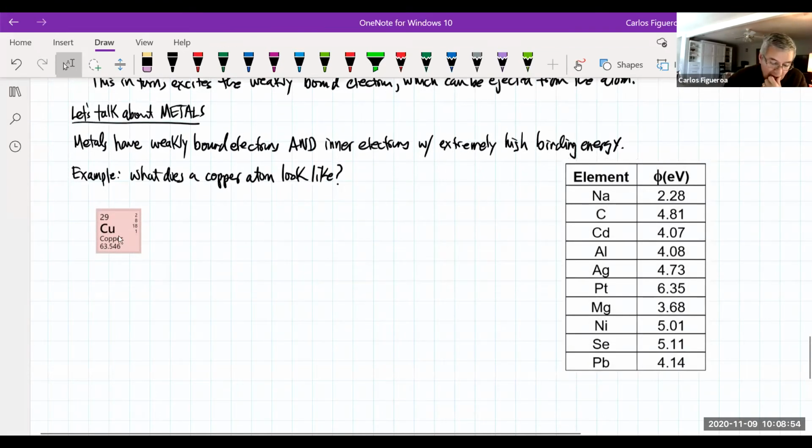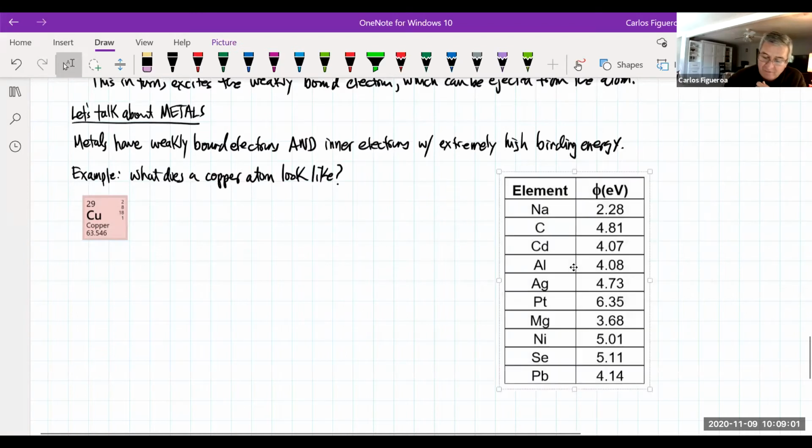So let's look at this copper atom right here. What this is, I just pirated from some online website that has a periodic table here. And what you're looking at here is that, note that there are a couple of numbers that we should look at.